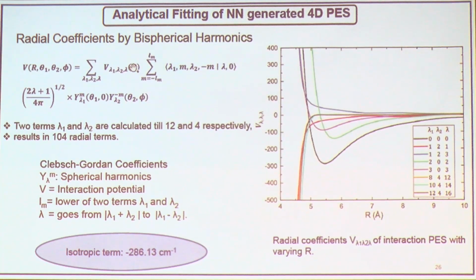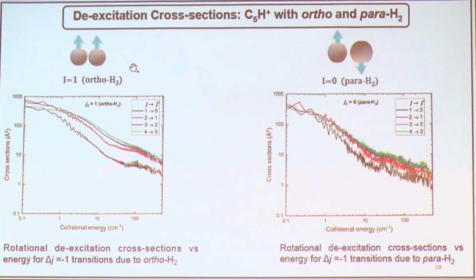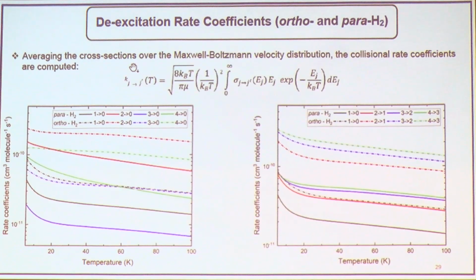After getting this, we solve the close coupling equations using the parameters displayed here, and got the cross section as a function of collision energy. And here we have shown it. Similarly for ortho and para hydrogen, we have plotted here. Resonances are not prominent here, unlike the C5 system. And here also we observe that when you compute the rate coefficients, the ortho is always found to be higher than that of the para, as seen in the C5 system.